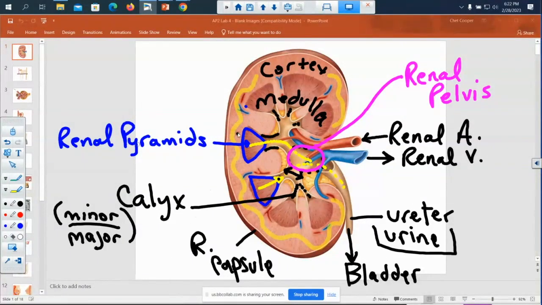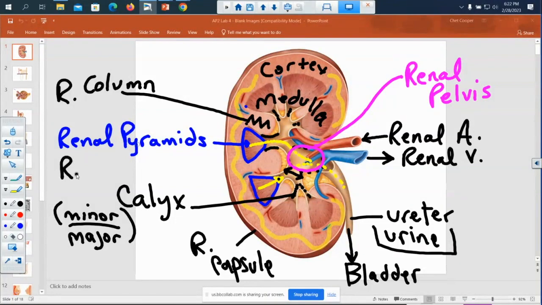Right here, I think you can see that between the pyramids, there's this area of tissue that doesn't look like the pyramid. The pyramids have stripes, but this just looks like the cortex because it is the cortex. So that little part of the cortex between the pyramids, they call a renal column. A renal column.